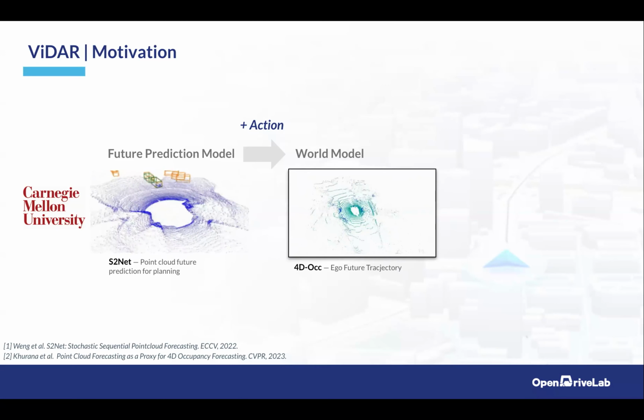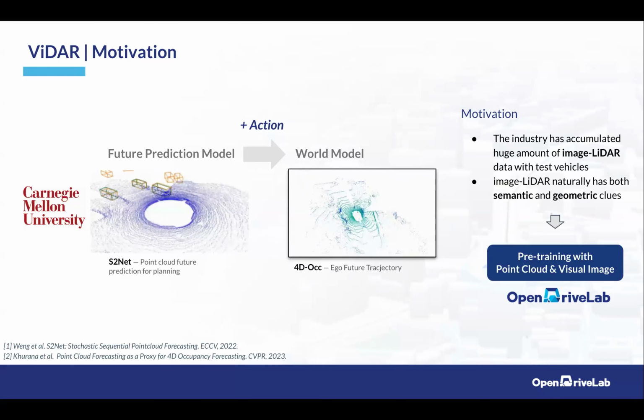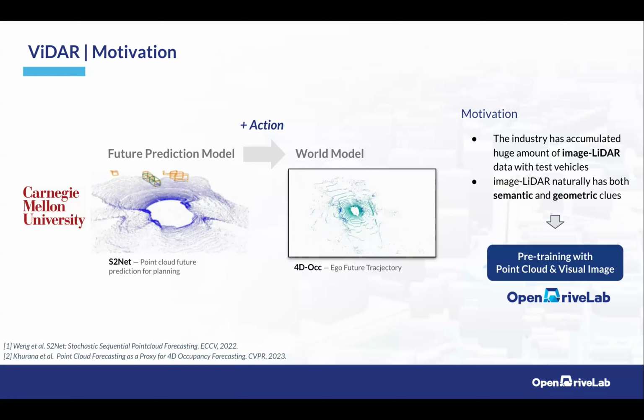And so in our group, we are thinking that images capture more semantic clues, but LiDAR has more geometric clues. So can we combine them to generate a multimodal world model to get a very strong understanding of both semantics and geometry? So this is our work about ViDAR.